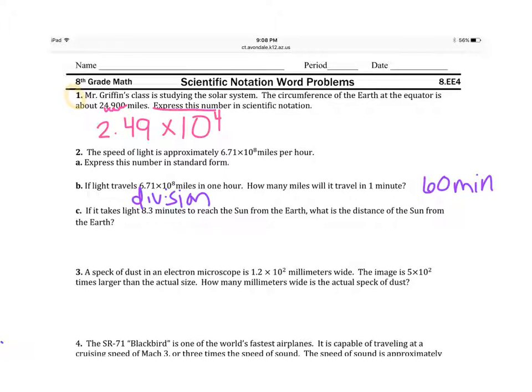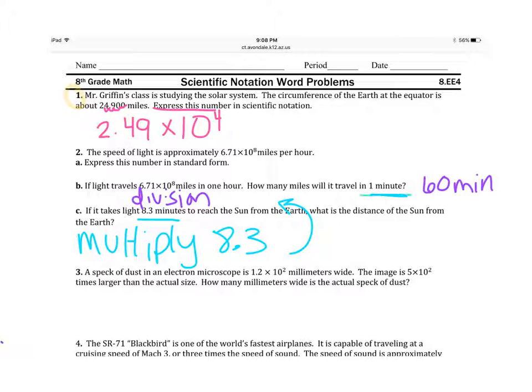C says, if it takes light 8.3 minutes to reach the sun from Earth, what is the distance of the sun from Earth? So you would multiply 8.3 times whatever your answer was from B, because B is going to tell you how far it goes in 1 minute, and we have 8 minutes. It is a multiplication problem.